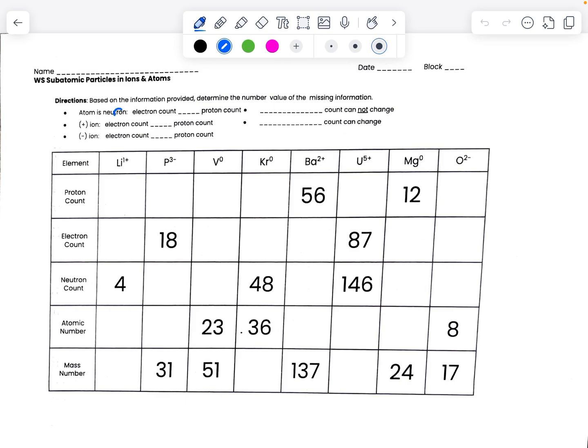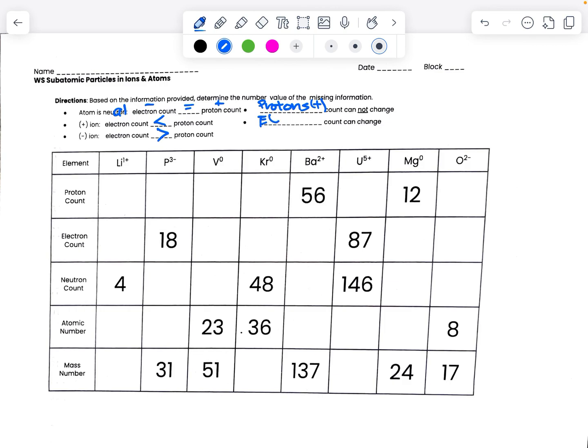If an atom is neutral, the electrons are going to equal protons, because electrons are negative and protons are positive. And the number of protons, those are our positives, can't change. So if things are going to have a charge, it's going to be because electrons are changing. Over here to the left, it says a positive ion. So the electron count would be less than the proton count, and that would be overall positive. And electrons can be gained, then you'd have a negative ion.